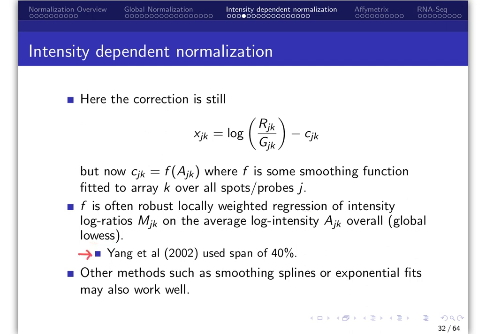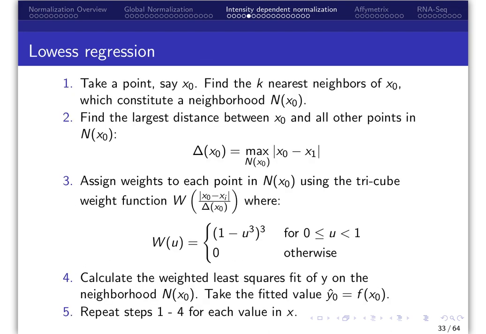The seminal paper on this topic used a span of 40%. Other methods such as smoothing splines or exponential fits may also work well for intensity-dependent normalization. So let's first look at how Lowess regression works.